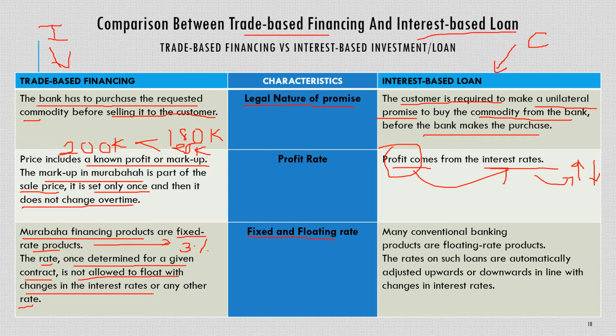Tapi kalau untuk interest-based loan, many conventional banking product are floating rate. This one more kepada fixed rate. This one is floating. Sometimes it going up, sometimes the rate will be going down. So the rate of such loan are automatically adjust upward or downward in line with the changes in interest rate. So ini yang dimaksudkan. So ini dia relate with the interest rate. So dia akan kalau berubah interest rate, so the rate might be up or might be down.